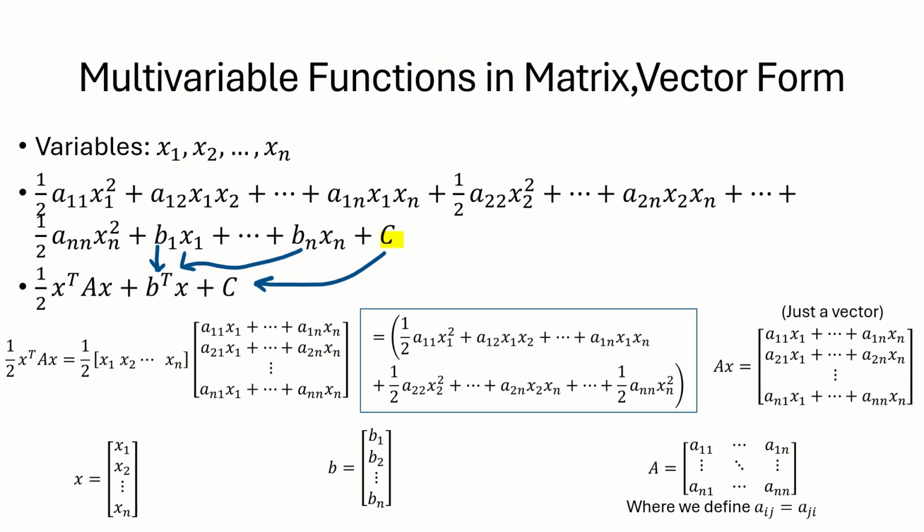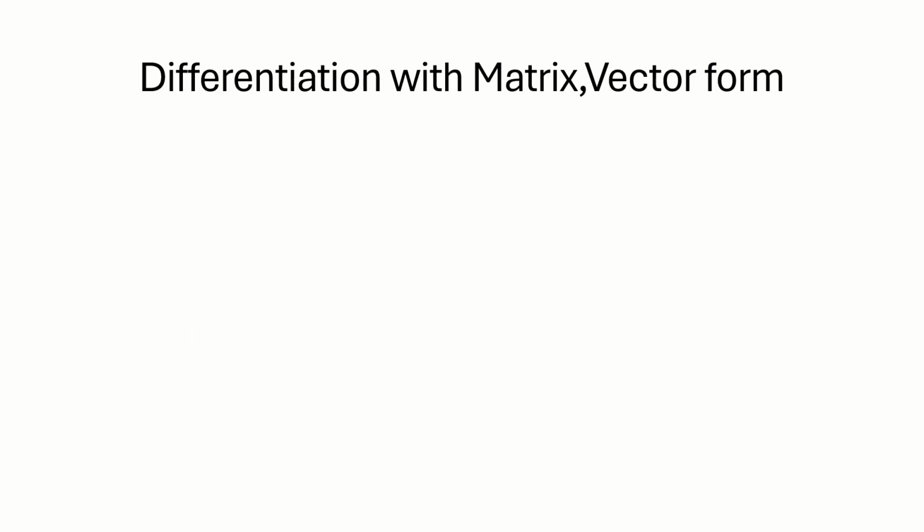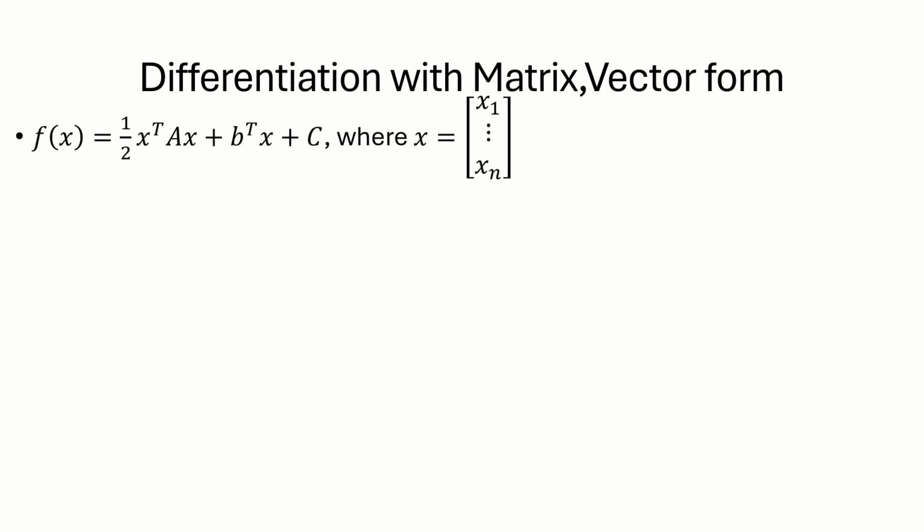What's nice about this is that we can express quadratic polynomials using the language of matrices and vectors. To finish the video, let's look at differentiation using the matrix vector form of polynomials. Suppose we have a function f as follows. Remember that differentiation in this context means to take the gradient, which will end up being a vector.